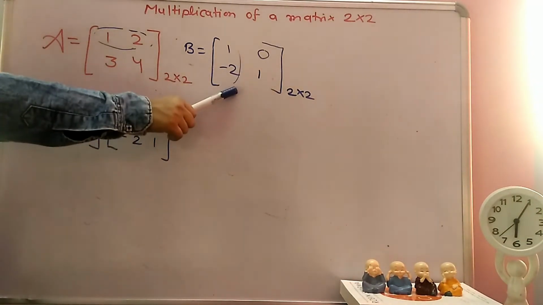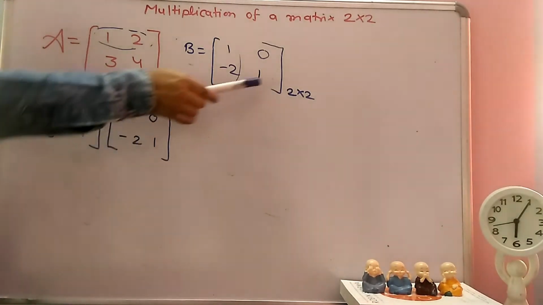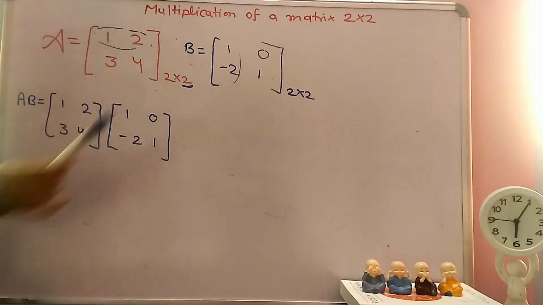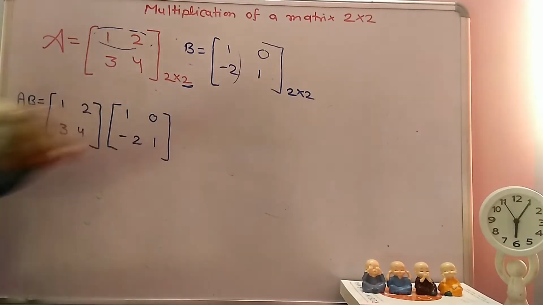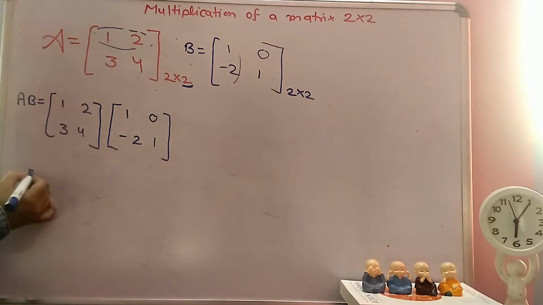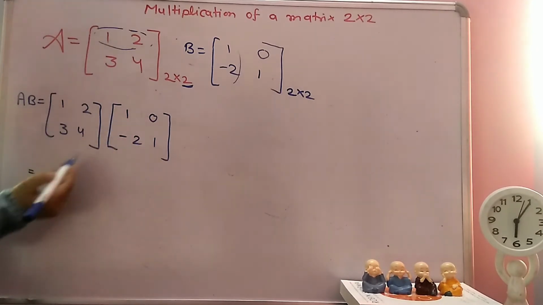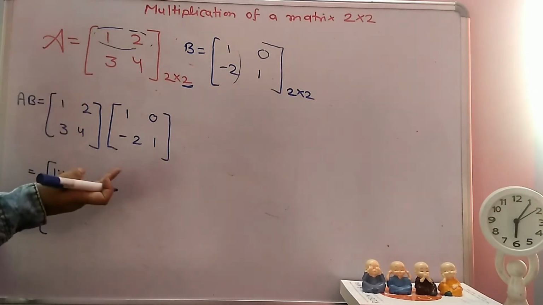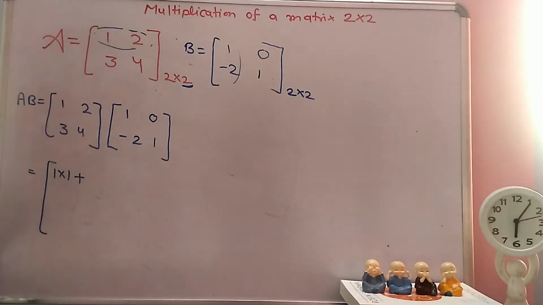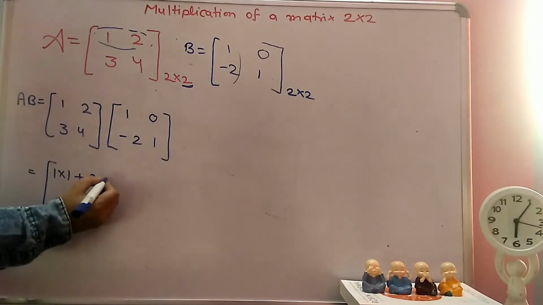Here matrix multiplication is possible because the column of this matrix is 2 and the row of this matrix is 2. Then matrix multiplication is possible because the column of this matrix is 2, equal to the row of this matrix. Okay. Now this equals 1 multiplied by 1, so we write 1 into 1, then the addition sign, 2 multiplied by minus 2.